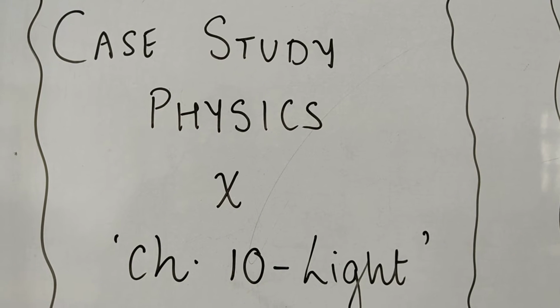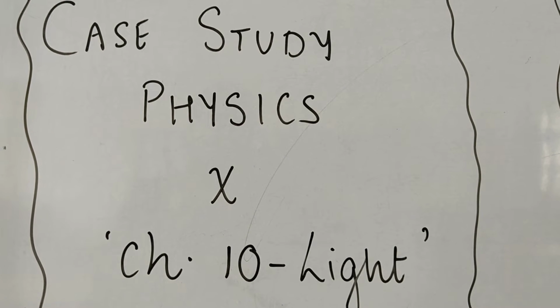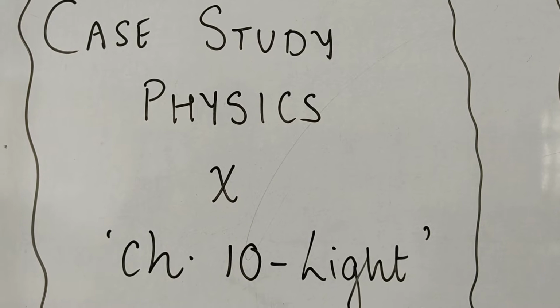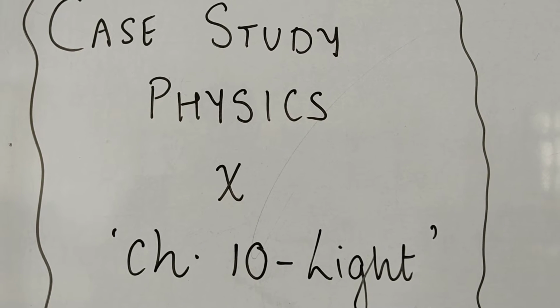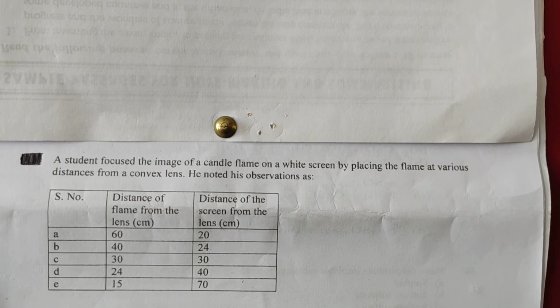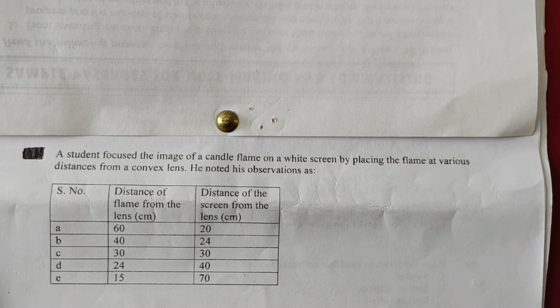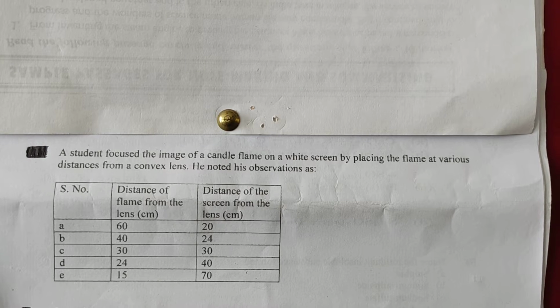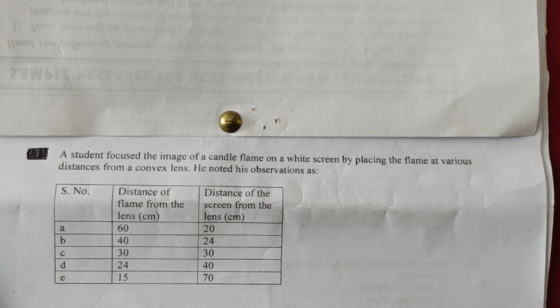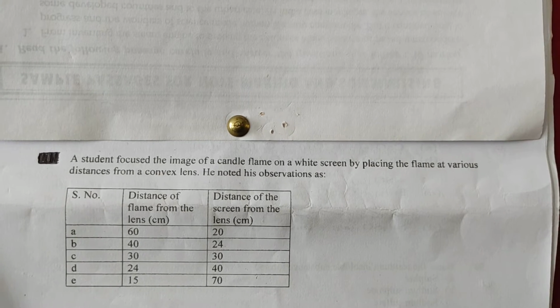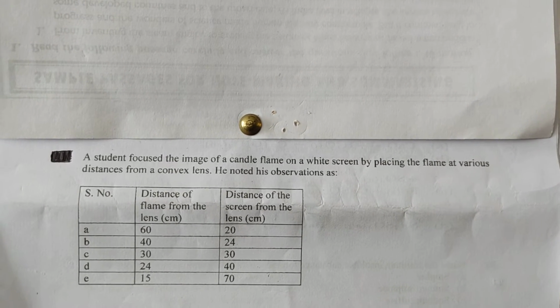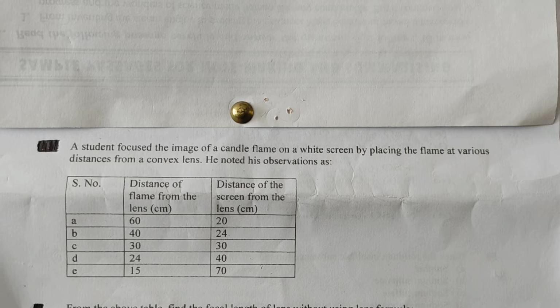Hello students, in this video we are going to see the case study of Physics class 10th chapter 10 Light. So the case is, a student focused the image of a candle flame on a white screen by placing the flame at various distances from a convex lens. He noted his observations as, the observations are given in the tabular form.